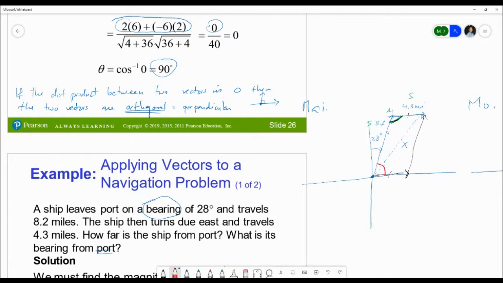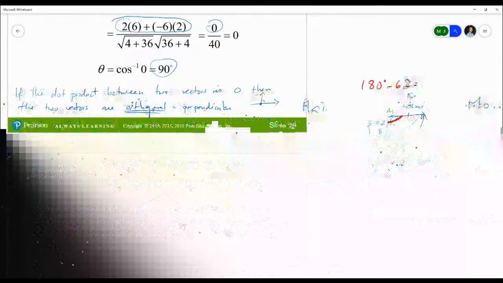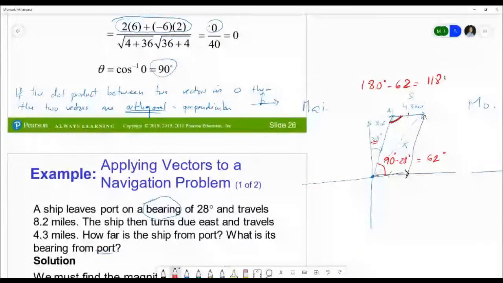Now you see here, the only thing that was given to us is this 28 degrees. That means I can determine what this angle is by taking 90 minus 28. So therefore I know this is 62 degrees. If this is 62 degrees, I can find the measurement of this angle because they are supplementary. So I take 180 degrees minus 62, and I get 118 degrees.